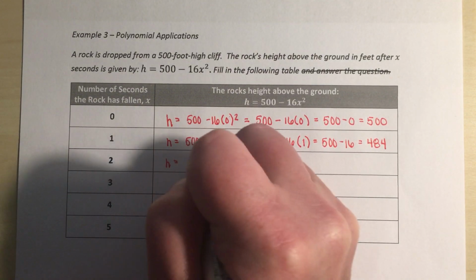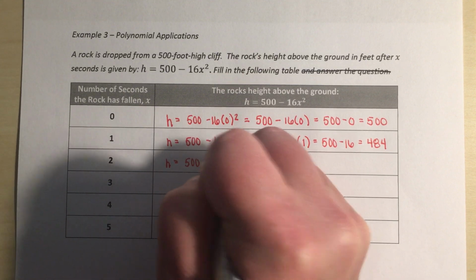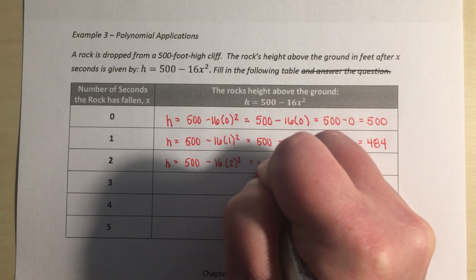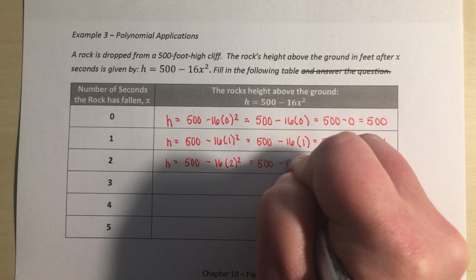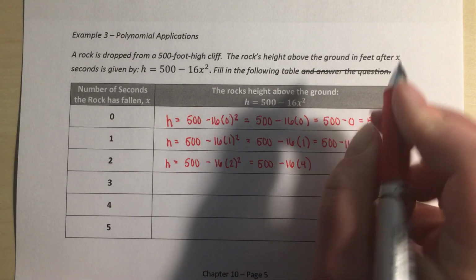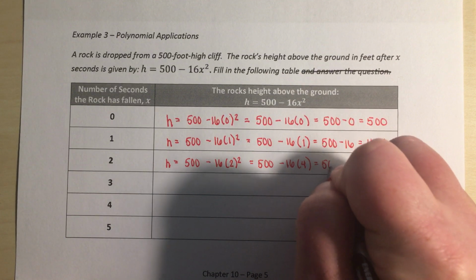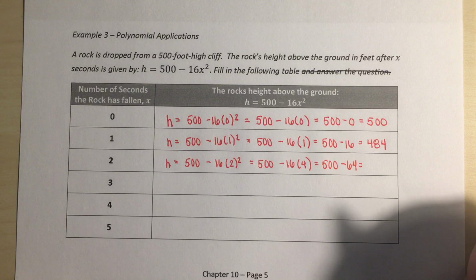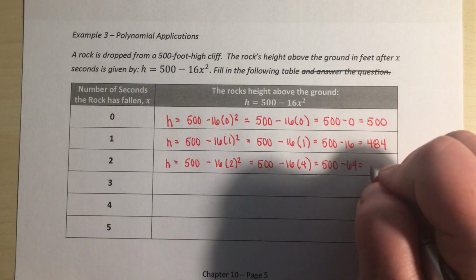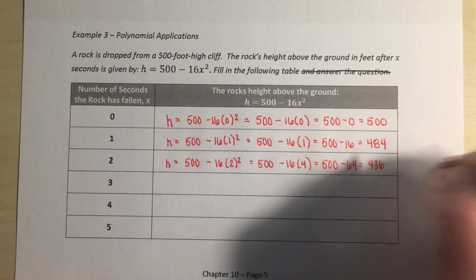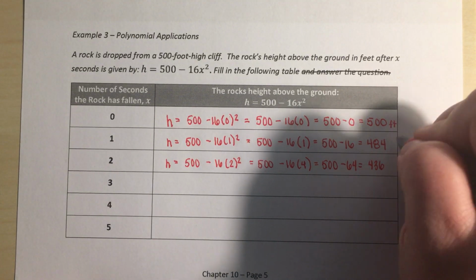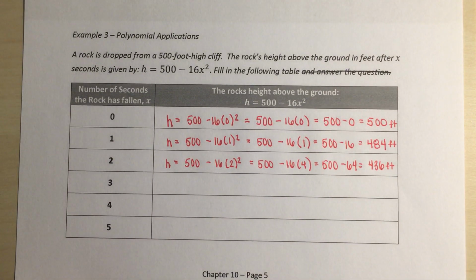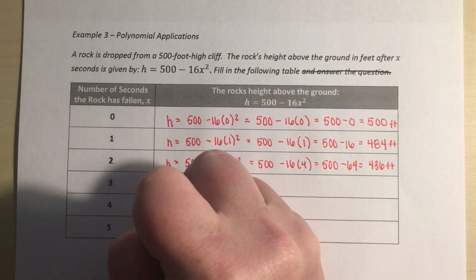All right, now we're going to plug in 2. 16 times 2 squared. 2 squared is 4. 16 times 4 gives us 64. So 500 minus 64 gives us 436. And technically these should all be in feet, right? Because we are thinking a distance. Right, now we're going to plug in 3.